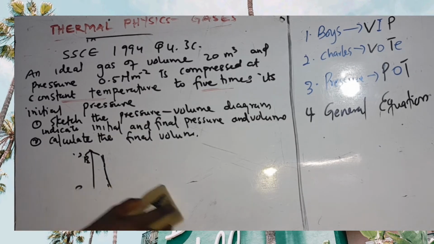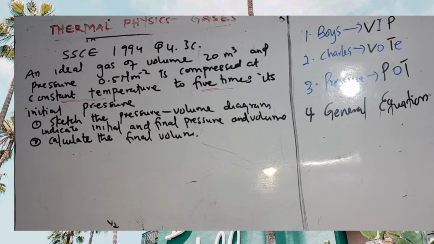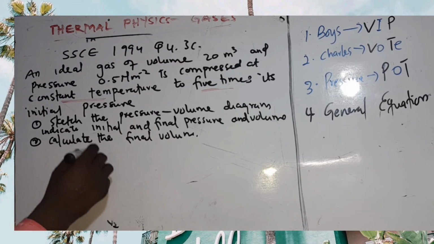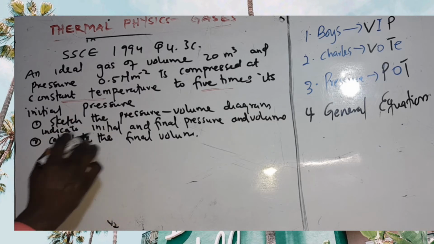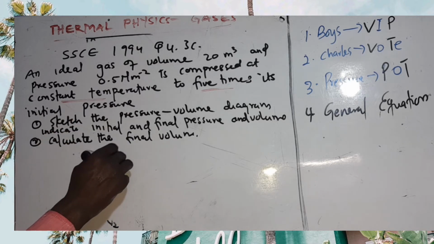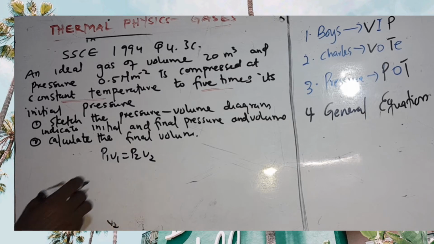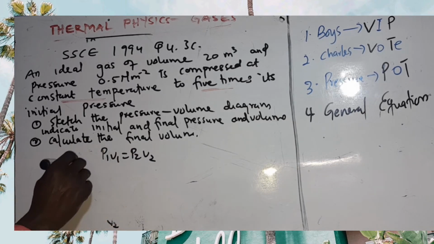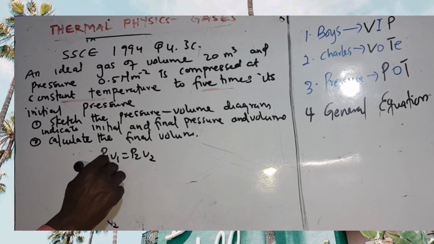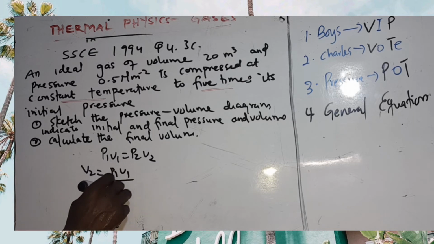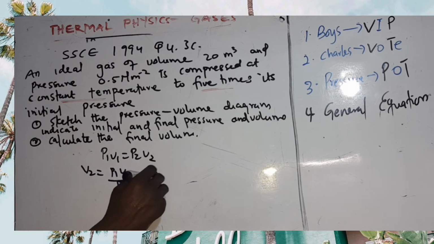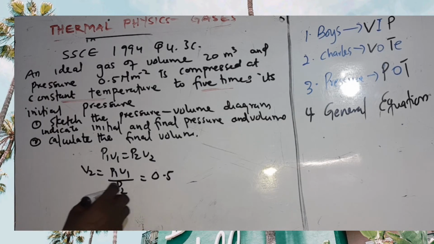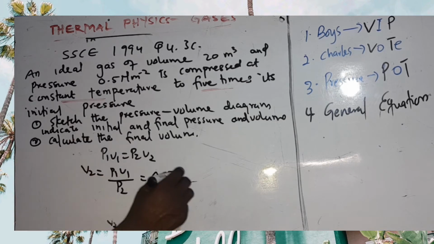Now let's look at the second question. The second question says we should find the final volume. We know because it's Boyle's law, volume is inversely proportional to the pressure. So if you have two of them, we have P1 V1 equal to P2 V2. Now we have to find V2, which is the second or the final volume. So V2, the subject, will give you P1 V1 over P2. What's our P1, the initial pressure? It's 0.5. And what's our V1? Our volume there was 20.